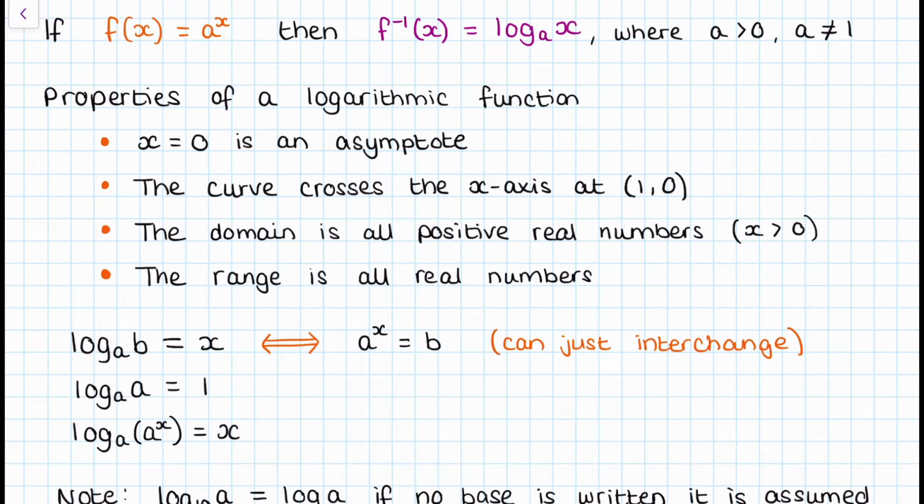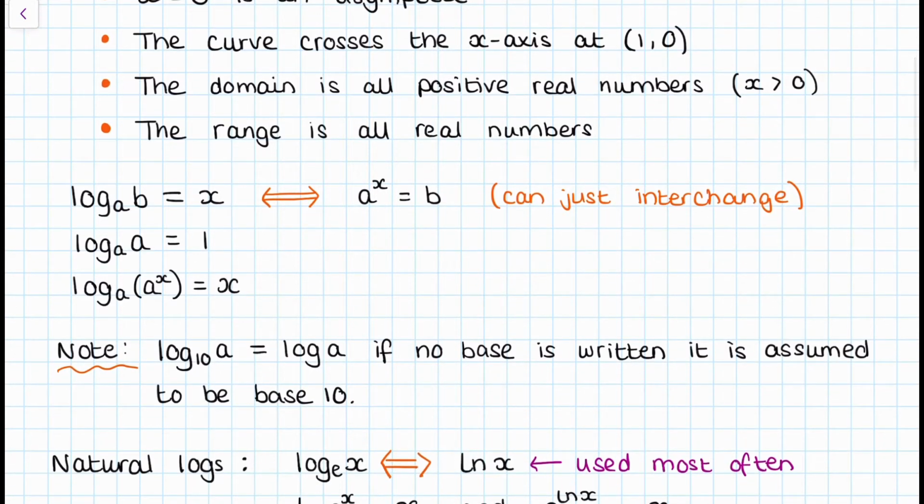Log base a of a equals 1, so if you have the log to a base a of the same value a, it just equals 1. Log base a of a to the power of x just equals x. A note here, log base 10 of a is the same as just log a, so often you'll see log just written without a base value. If it's like that, then it is assumed it is a base of 10. So on your calculators, when you see a log button, it sometimes may not have a base there, and it will mean a 10 base.